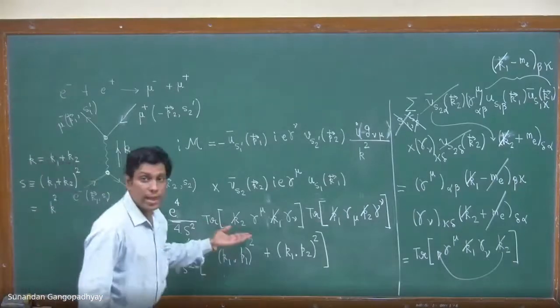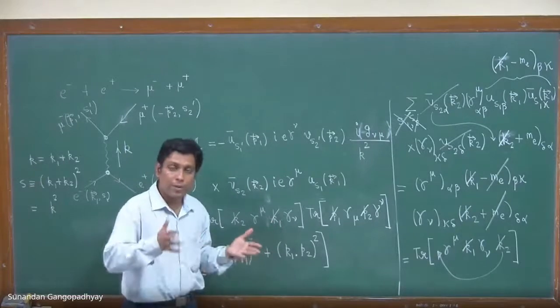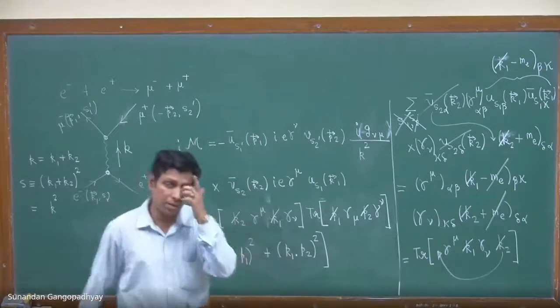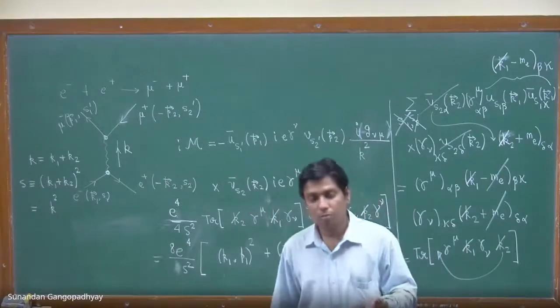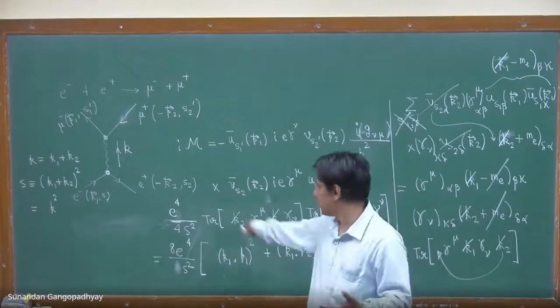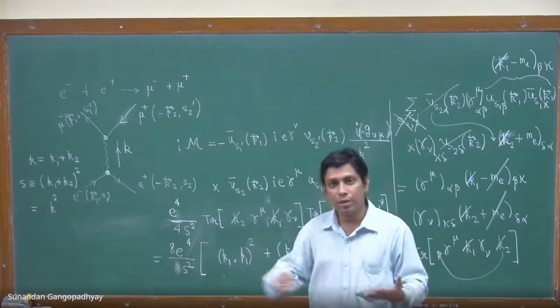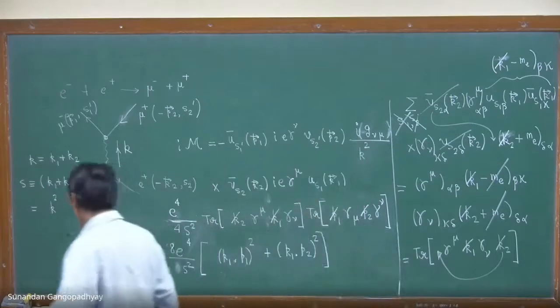So you use the same formula that I gave you to calculate the trace of a product of 4 gamma matrices. I have already given you a formula for that. And using that formula, I calculated the Mott scattering cross section. This same trace also arose when you looked at the Mott scattering formula.